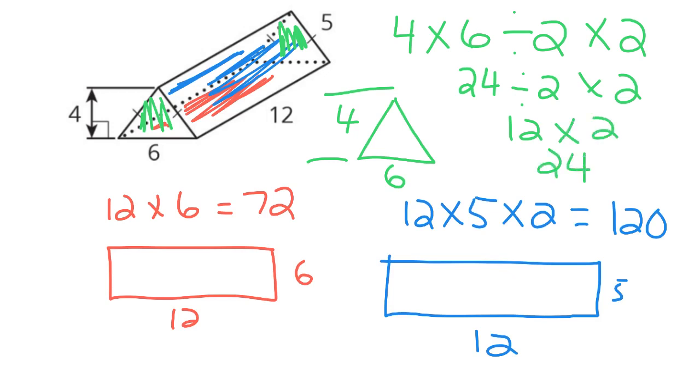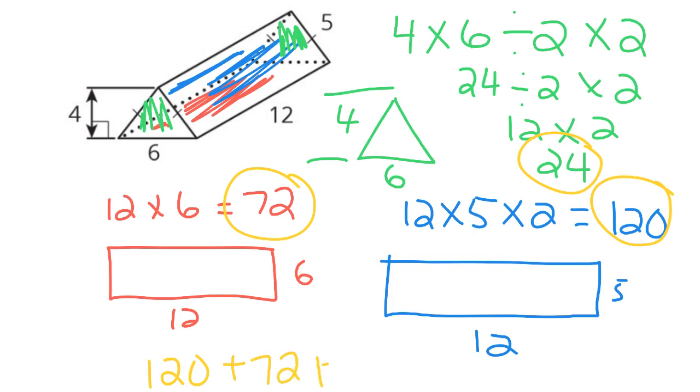So here's what we have. We have a 72, we have a 24, and we have a 120. When you add those together, 120 plus 72 plus 24, that gives you 216, and that is your answer.